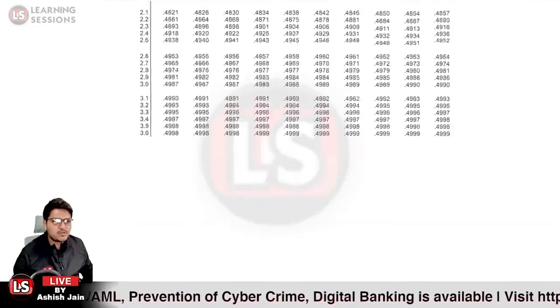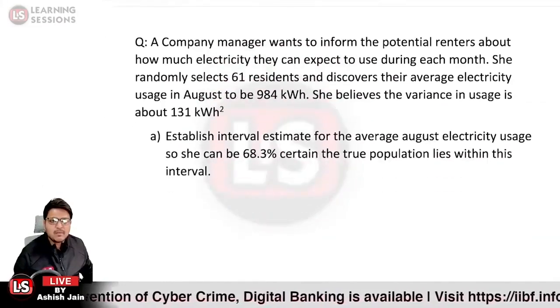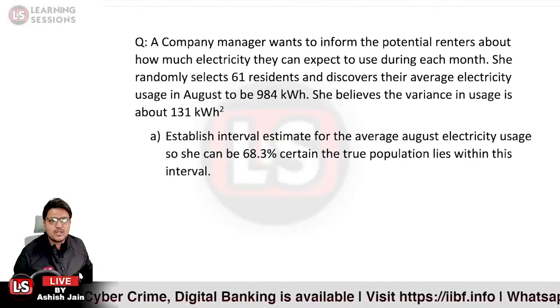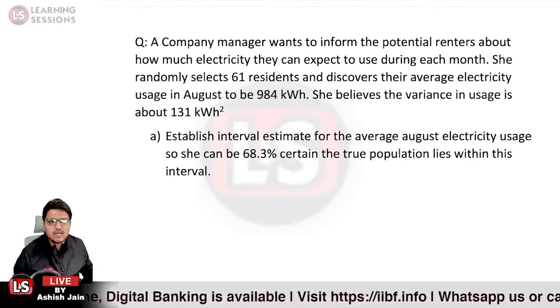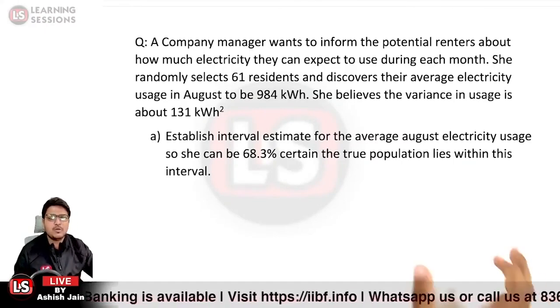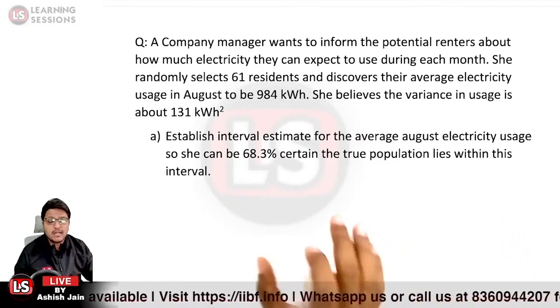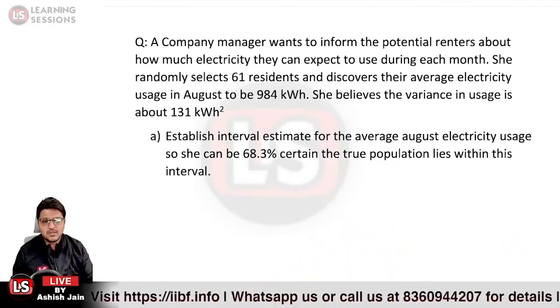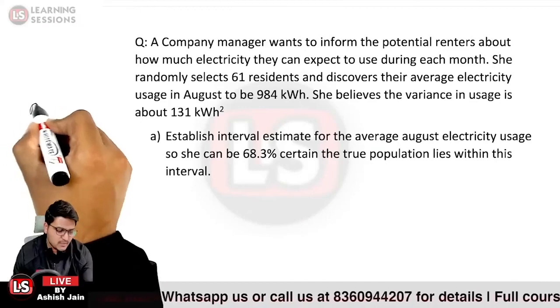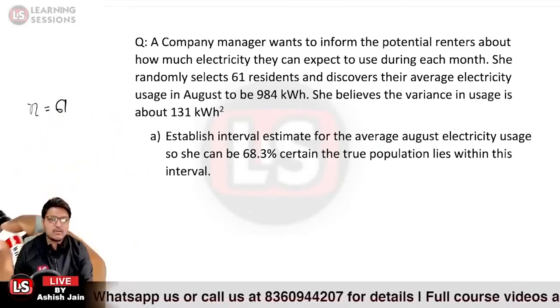Let's move to the next question. It says, a company manager wants to inform potential renters about how much electricity they can expect to use during each month. She randomly selects 61 residents. It means n is equal to 61 over here.